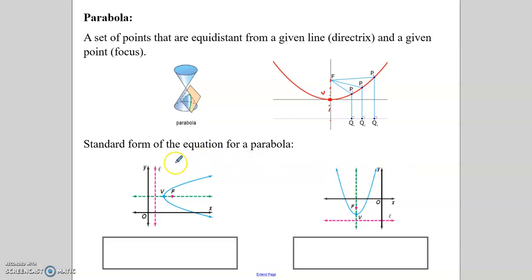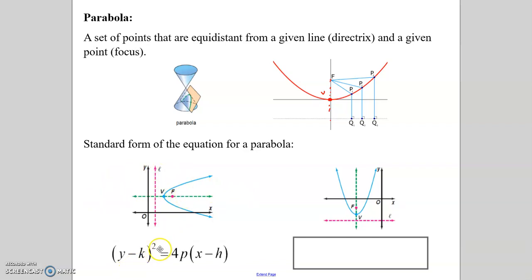Now basically for a parabola there are two standard forms for the equation of a parabola. If the parabola opens to the left or right, then you're going to have a y squared part: y minus k squared equals 4p times x minus h. And the vertex is at the point h comma k. And p, we will talk about what that number is in just a little bit.